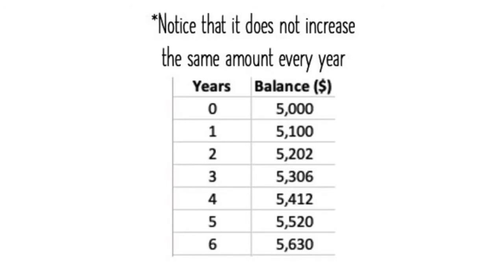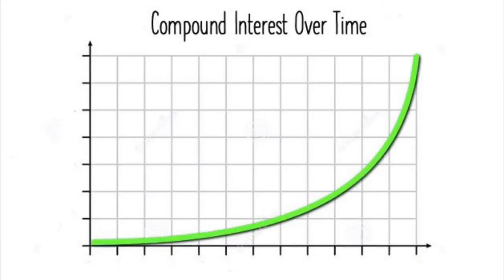Over time, that 2% of the balance in your account becomes bigger and bigger, meaning that you are paid more and more in interest every year. For this reason, compound interest is often modeled as an exponential graph.